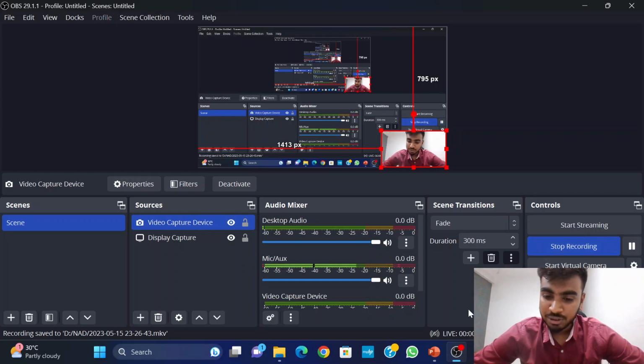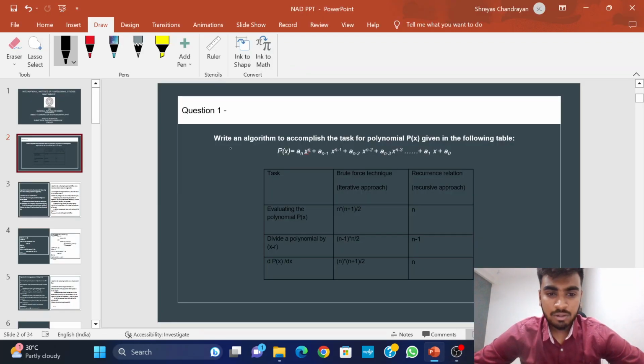Let's see our first question. In the given question, we have to write an algorithm to accomplish the task for polynomial P(x) given in the following table, where P(x) is equal to a_n x^n + a_(n-1) x^(n-1) + a_(n-2) x^(n-2) + a_(n-3) x^(n-3) and so on, plus a_1 x plus a_0.